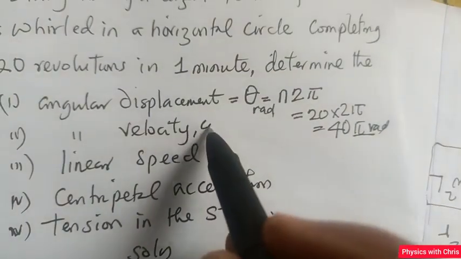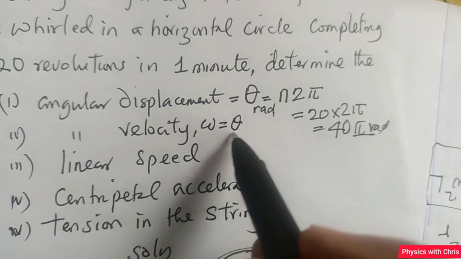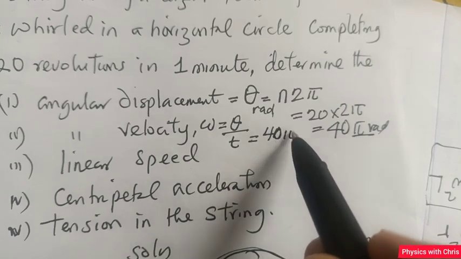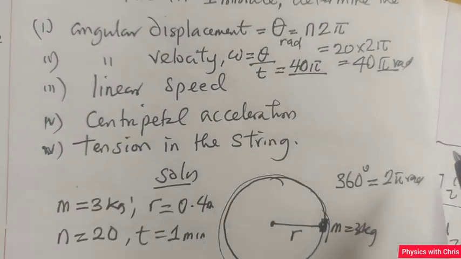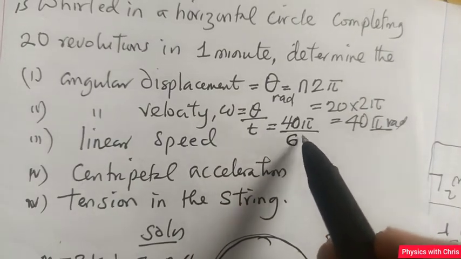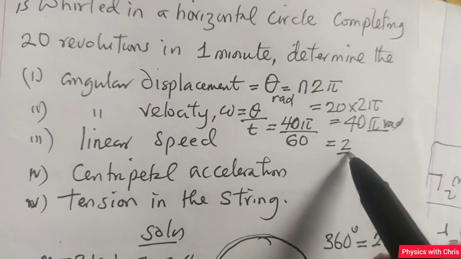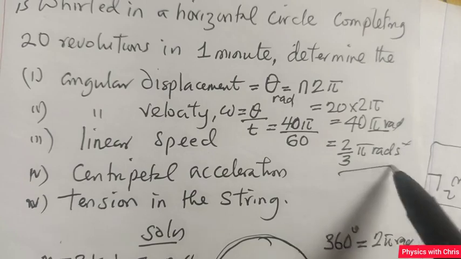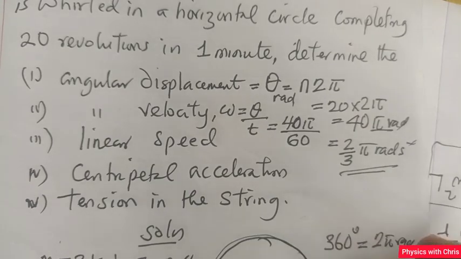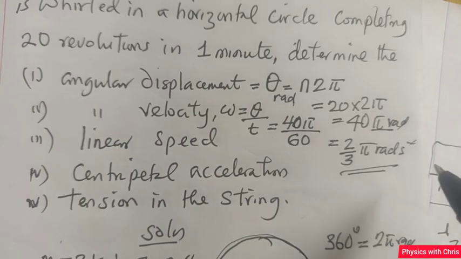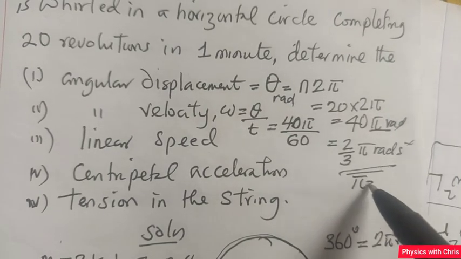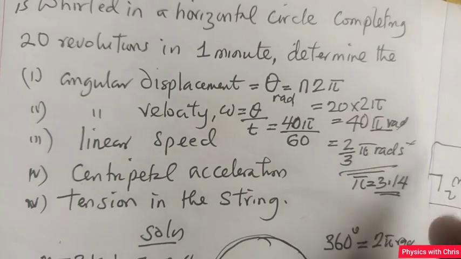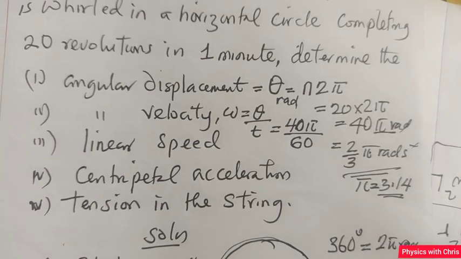Then the angular velocity omega is the total angular displacement divided by the time. So we have 40 pi. I want to leave my answer in terms of pi. The time was given as 1 minute, so I'm going to change that to 60 seconds. That will give me 2/3 pi radians per second. So that gives the angular velocity. And if pi is needed, maybe they would want you to use 3.14 or 22/7 as your pi. So you make the substitution there and get the actual value of the angular velocity.